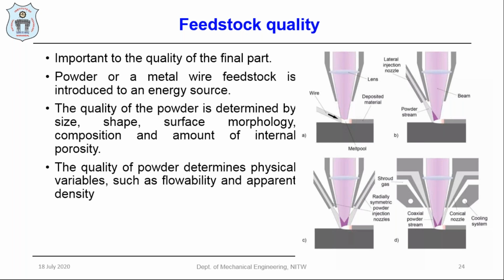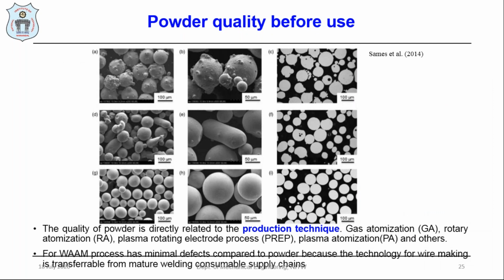Also, the quality of the powder determines physical variables such as flowability and apparent density, which we discussed under powder properties and powder characteristics. That is very important when you are using different feeding systems. As I have told you, the powder quality for the SLM process or the DED process is very important, because if the powder is irregular or has satellites, there might be a chance of internal porosities. That powder quality depends on the production technique we use, such as gas atomization, rotary gas atomization, plasma rotating electrode, or plasma atomization.